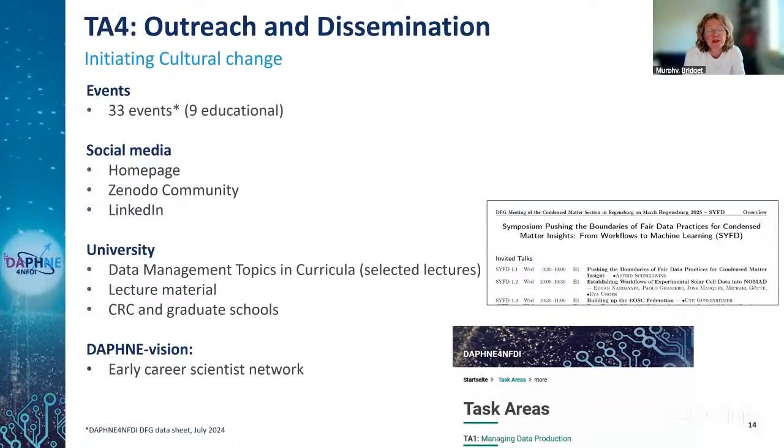So these are examples out of the use of the experiments, but of course, we want to outreach and disseminate this information. And the reason we want to do this is because we want to initiate cultural change across our own community and beyond our community into the close lying communities and beyond as well. And to do this, in the first 2.5 years of the DAPHNE project, we had 33 outreach events, and 9 of those were education focused at graduates or postgraduates.